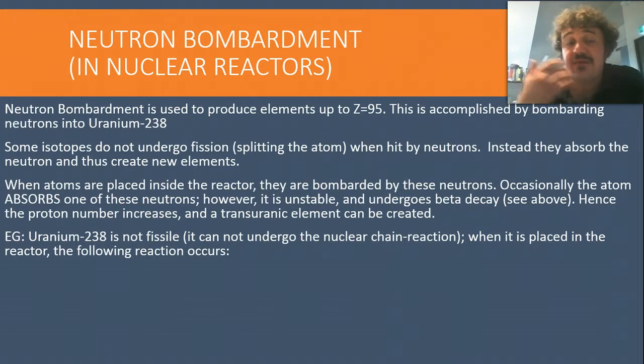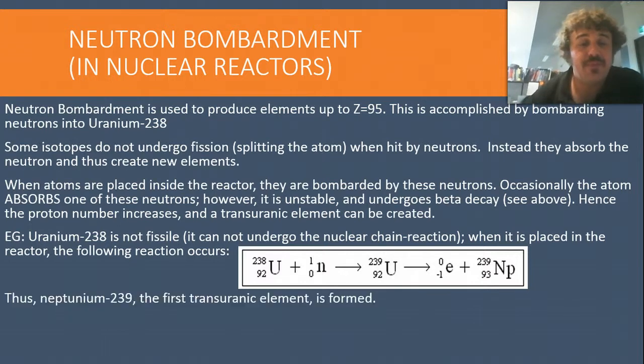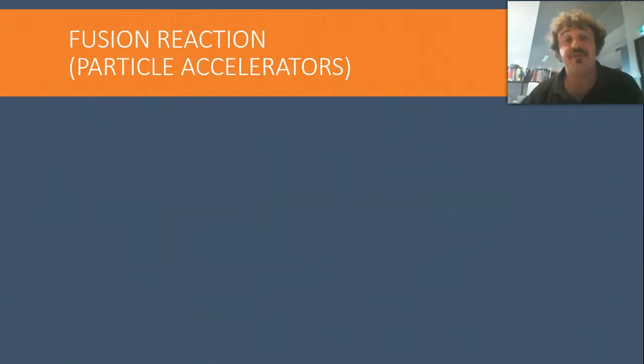So uranium-238, as we said, is not fissile. It cannot undergo the nuclear chain reaction. So we place it in the reactor, and the following occurs. We hit it with a neutron, and then it goes from uranium-238 to uranium-239. This is unstable, and it goes through beta decay, and we now have neptunium, because that neutron has become a proton. So this is where the first transuranic, neptunium-239, is produced, and we can also use this to produce plutonium and americium.